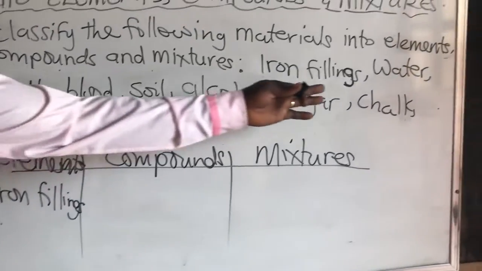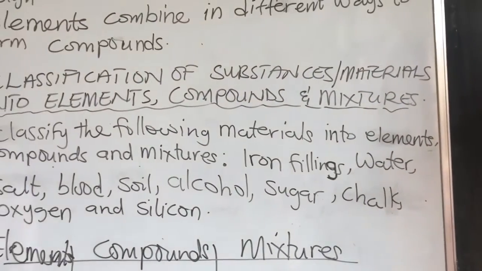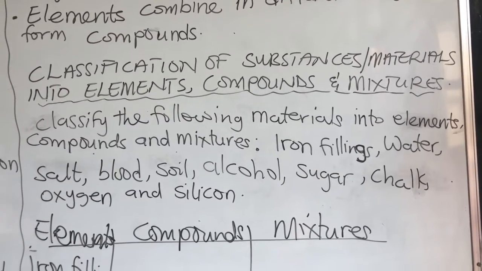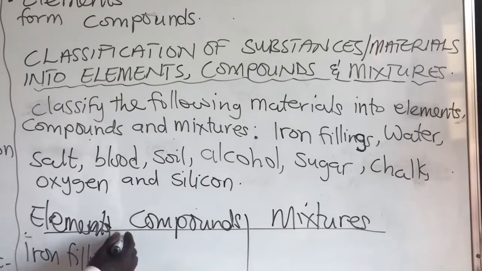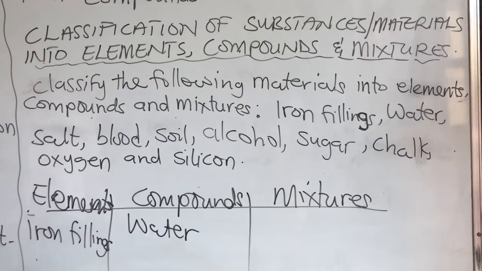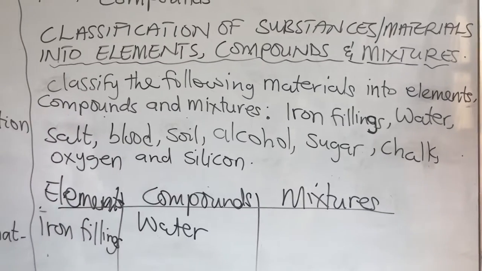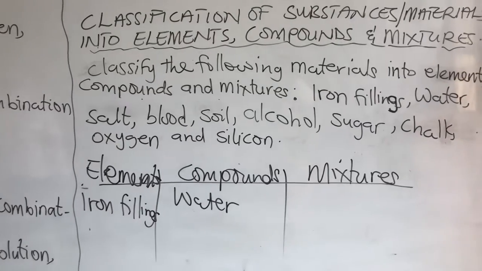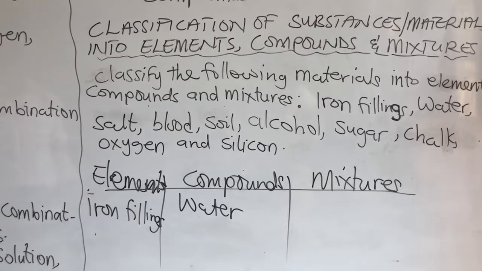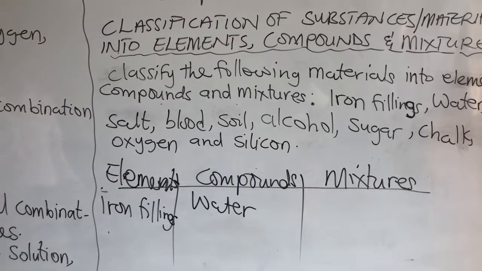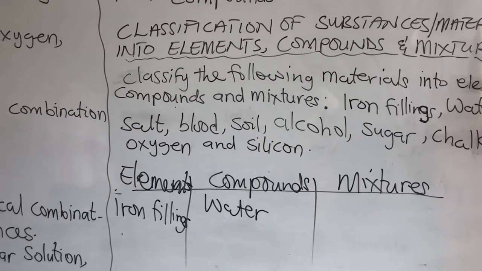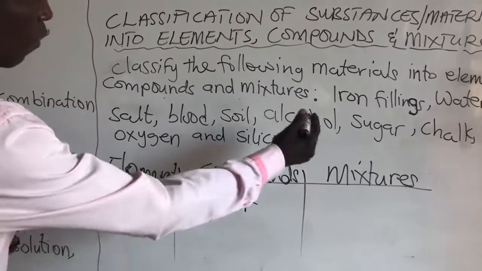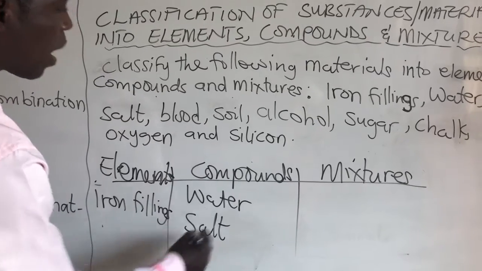Now let's look at the second substance or material, which is water. And you know water is a chemical combination of hydrogen and oxygen, which means that water is under compound. Let's look at salt. Salt, you all know, is also produced as a chemical combination of two elements, and that is sodium, which is a metal, and chlorine, which is another substance in the gaseous form. So these combine to form salt, and therefore salt is also under compound.